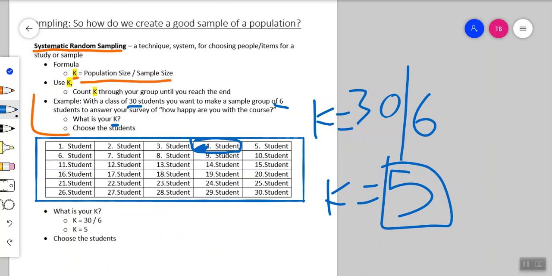And then you use your K of 5 and you count. So 1, 2, 3, 4, 5: student 9. 1, 2, 3, 4, 5: student 14. 1, 2, 3, 4, 5: student 19. 1, 2, 3, 4, 5: student 24. And finally 1, 2, 3, 4, 5: student 29. So basically you go through your list until you reach the end.